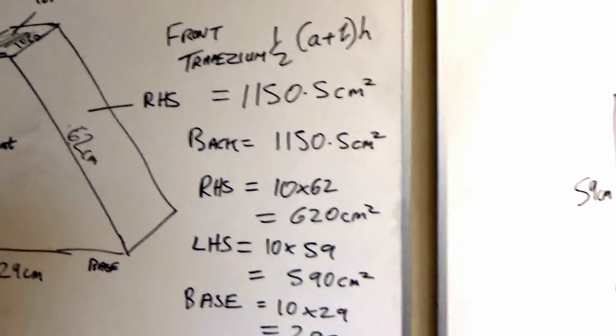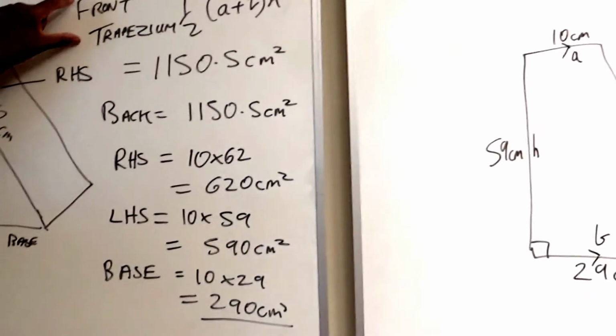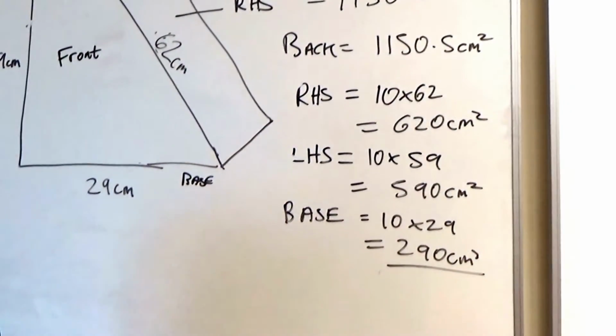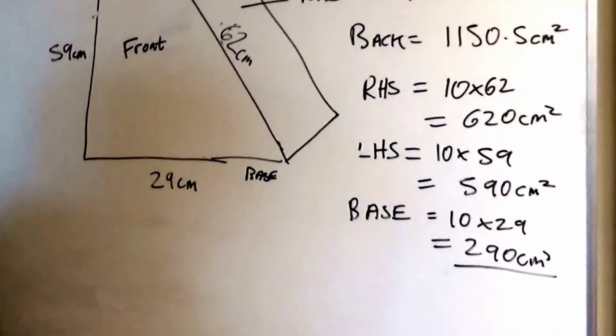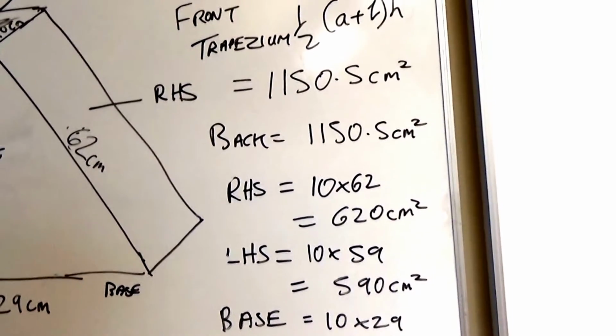So I've worked out the area of all the faces. And on this trapezium prism, I should have 6 faces. So I've got the front, the top, the back, right hand side, left hand side, base, 6 faces. So what do I do next to work out the surface area? Add all the areas together. Add all the areas together, so quickly put that in the calculator.